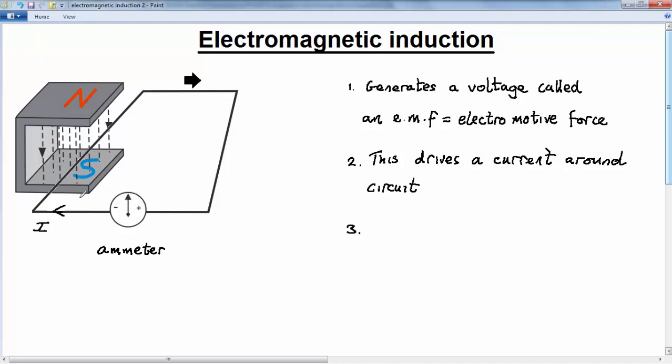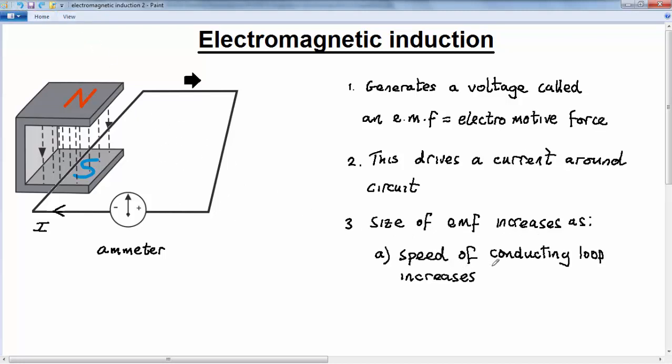So the third thing we need to mention is how we can affect the size of the EMF that's generated and the subsequent current that flows in the circuit. And so we can say that the size of the EMF and current flowing in the circuit increases as the speed of the conducting loop increases. So if I move this conducting loop quickly through the field or quickly towards the field, then the current will increase. And the second factor is the intensity of the magnetic field produced by the magnet. So if the magnetic field strength increases, then the size of the current will also increase.